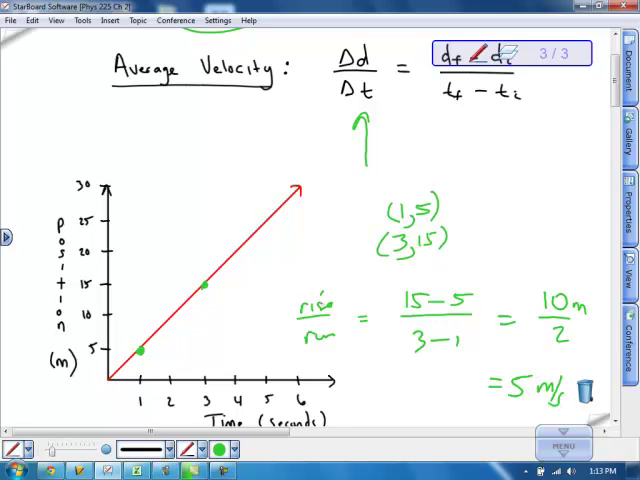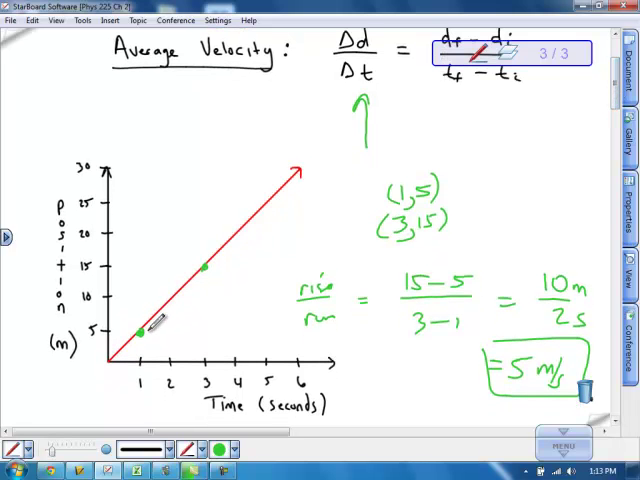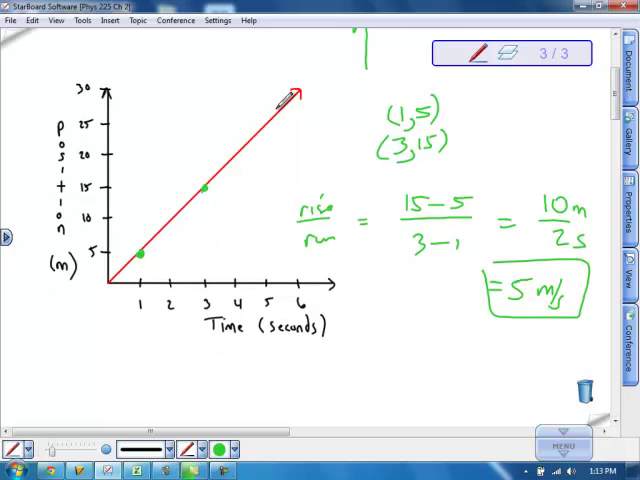The units on the rise, the difference in the y values in this case is in meters, and the difference in the x values is going to be seconds. So our answer is 10 over 2 meters per second, or 5 meters per second. That's our average velocity in between these 2 points, which in this case, since it's constant velocity with a straight line, that's our velocity overall.